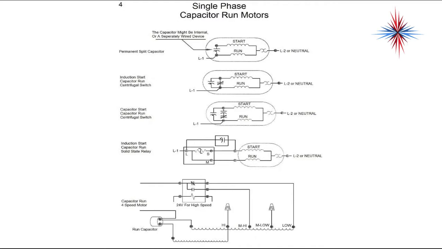Induction start, capacitor run. In this case the start winding comes out of the circuit once the motor starts running. And then after that, the capacitor. You don't see this very often. Capacitor start, capacitor run, CSCR motor. This you see pretty often, especially when there's a hard start kit involved. That's exactly what we add. We add the capacitor start with the switching.